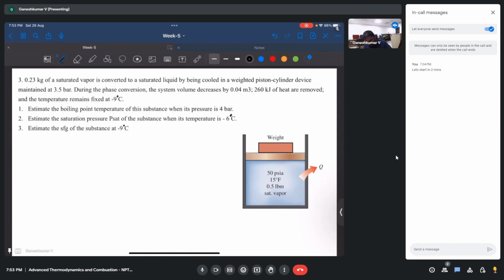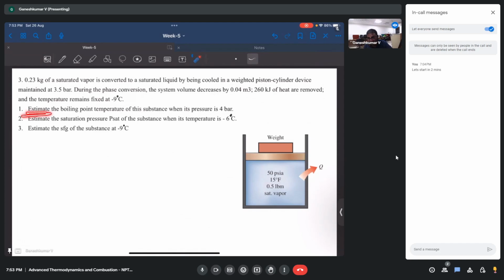Now, what we are asked to estimate is the boiling point temperature of this substance when its pressure is 4 bar. Initially we had 3 bar, and at 3 bar this much amount of heat is removed at this temperature, while operating this piston cylinder device. Now, what if I change the pressure to 4 bar? What would this temperature be? Basically, what would be the boiling point temperature of this substance?